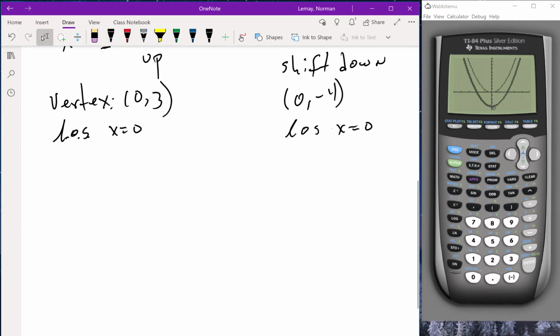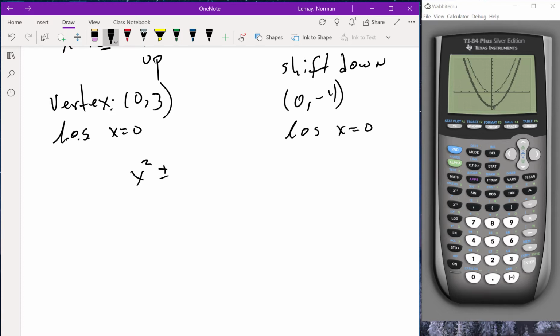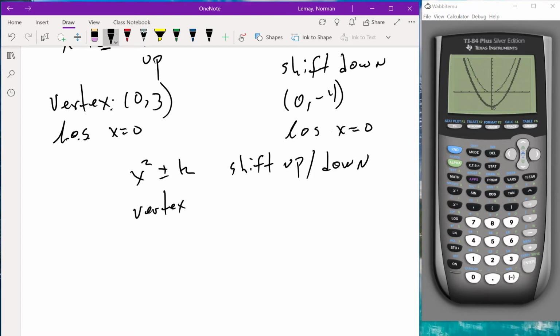So in general, we can come up with a conclusion that x squared plus or minus k is a shift up/down effect. And the vertex then is going to be the coordinates 0, k, whatever this plus or minus k is going to be. And notice that the line of symmetry is still always going to be that vertical line, x equals 0.